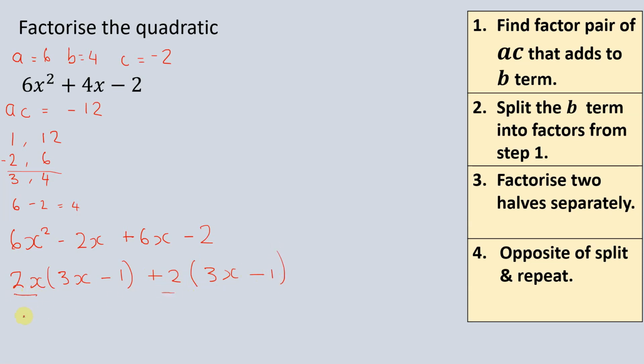And to complete this now, we're going to do the opposite of splitting and repeating. So we can see the 2x plus 2 was split. So we'll put them back together again. And then we're going to repeat the repeated bracket, which is 3x minus 1. And that is our answer.